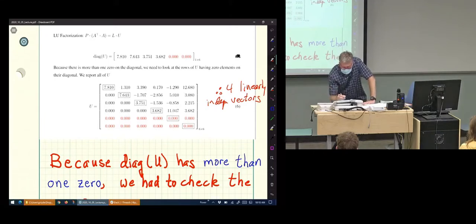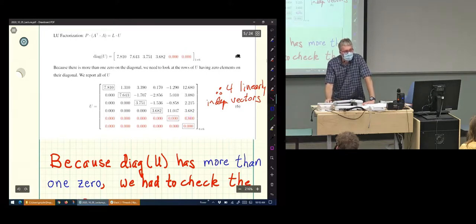Yeah, so I think the question is the following. We have 1, 2, 3, 4 non-zero elements. We would like to be able to conclude that there are 4 linearly independent vectors. It's not necessarily true, because if one of these numbers were, say, 2, since it's lower triangular, then we would not have 2 rows of zeros, and then this test would not be correct. And we'd have to go back and look at the columns of U.